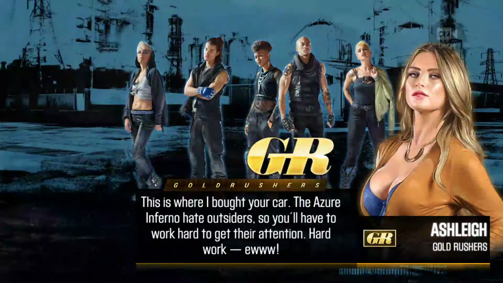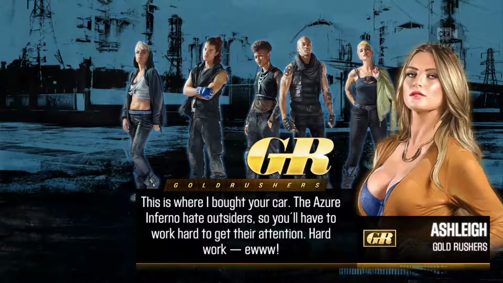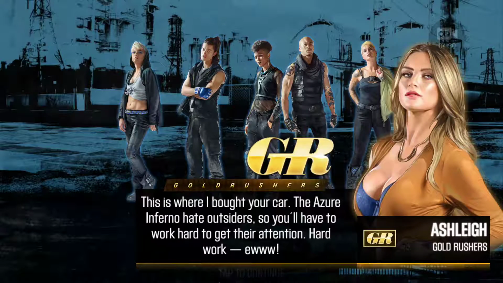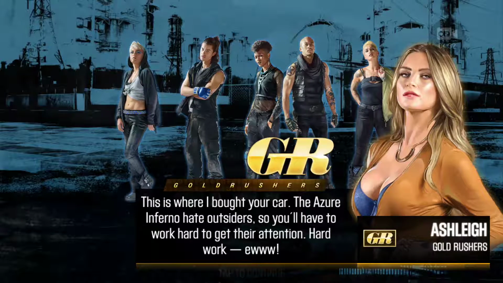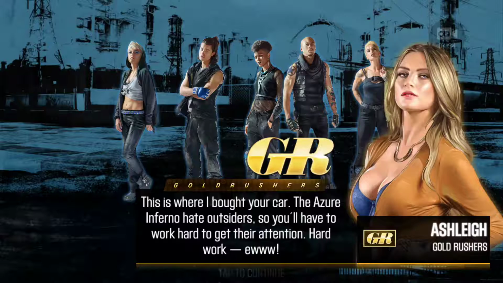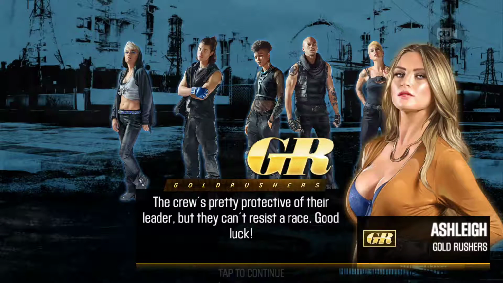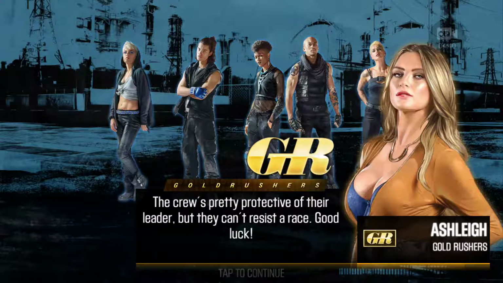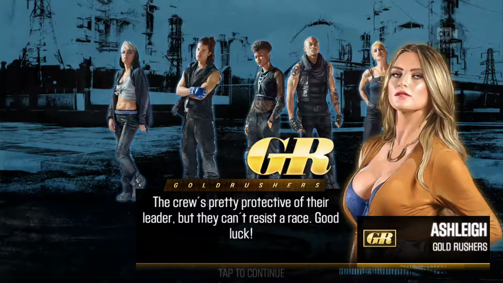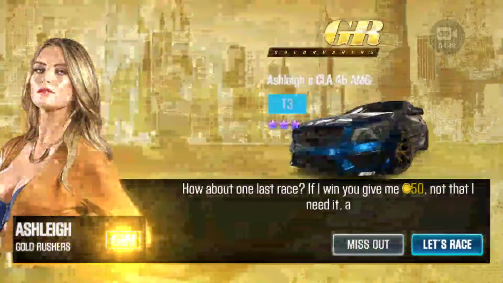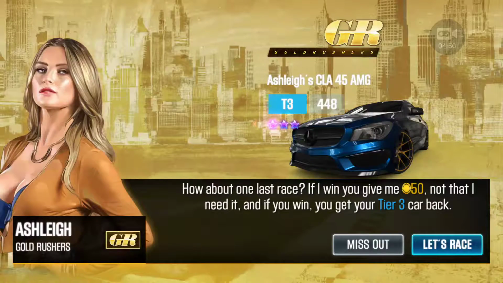Azur Inferno. This is where I bought your car, the Azur Inferno. Hate outsiders, so you'll have to do work hard to get their attention. Hard work, ew. Who's pretty protective of their leader, but they can't resist a good. I can't resist a race. Good luck. I couldn't talk there. Let's race.